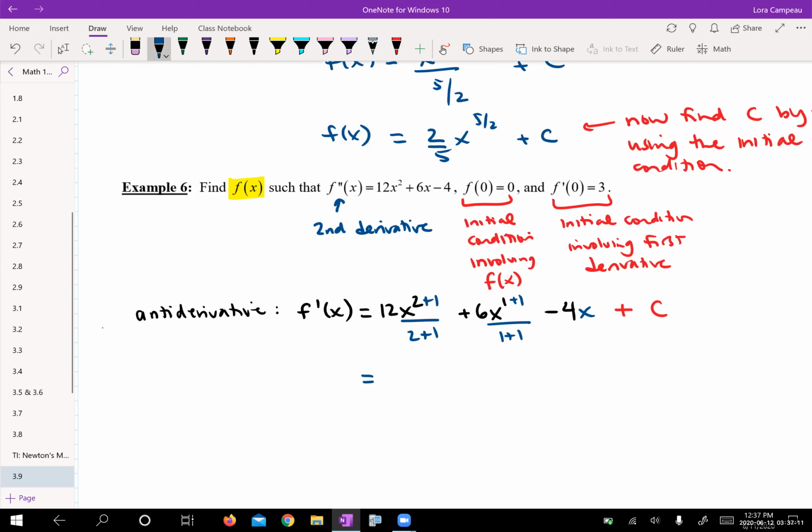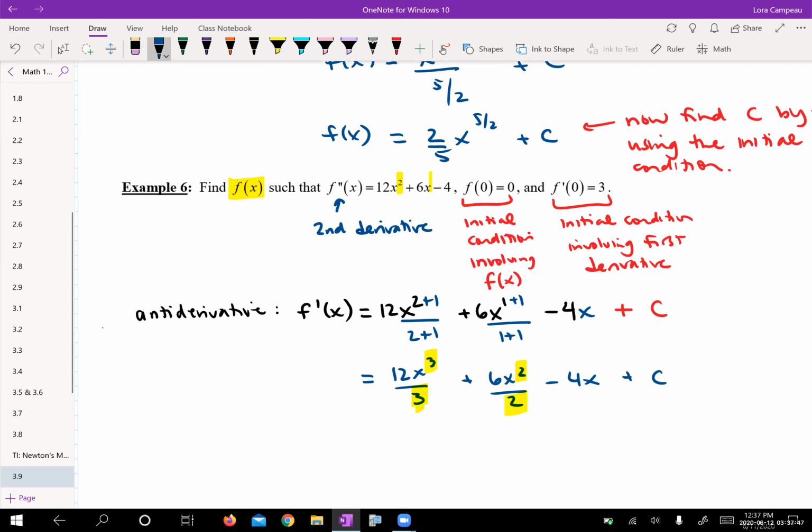I should have 12x to the third over 3 plus 6x squared over 2 minus 4x plus c. And right away, when you have very nice integer exponents, if you see the pattern here, the fact that you started with an x squared, but now you have x cubed over 3, or you started with x to the first power, so now you have x squared over 2. That's very useful when you're going through these a little bit faster.